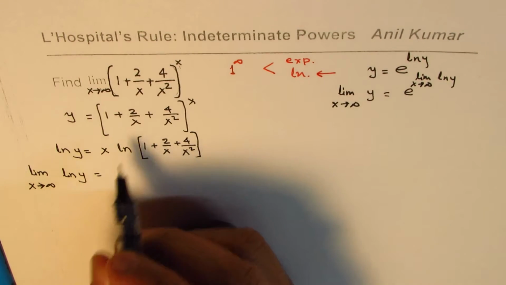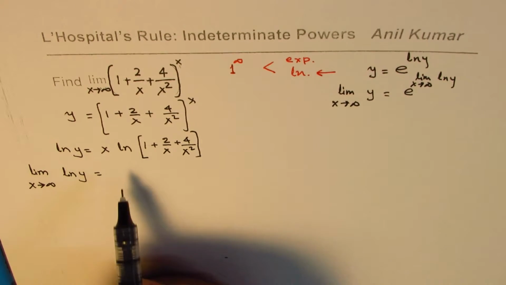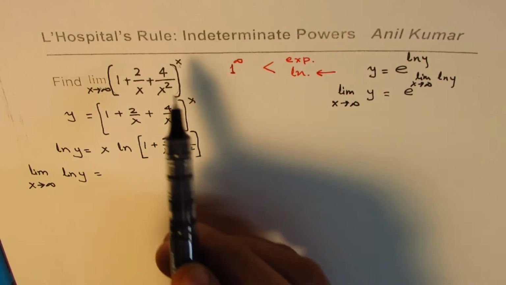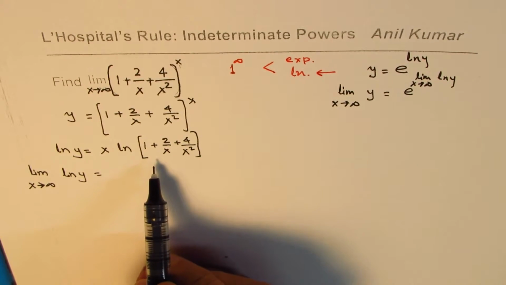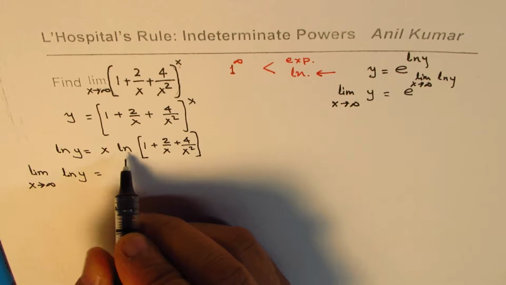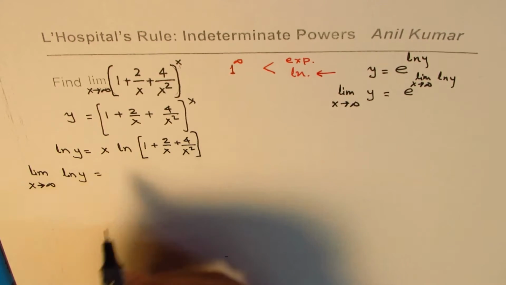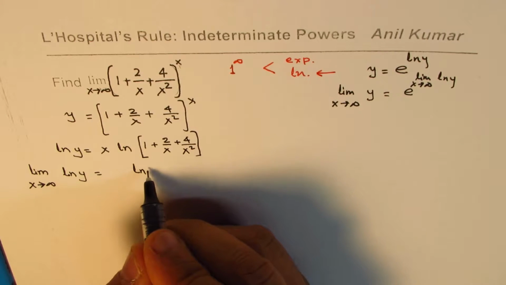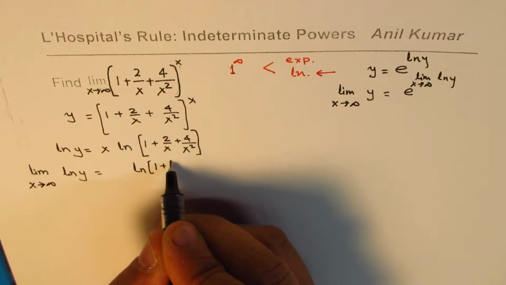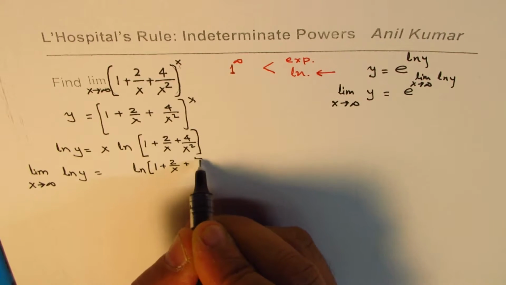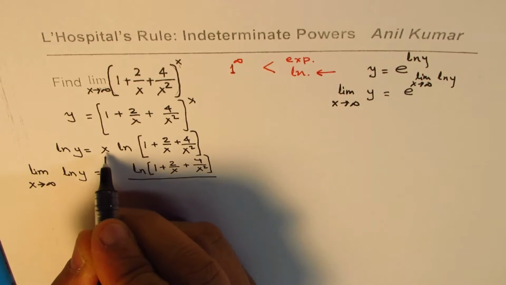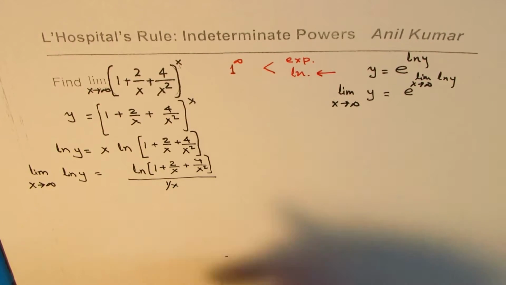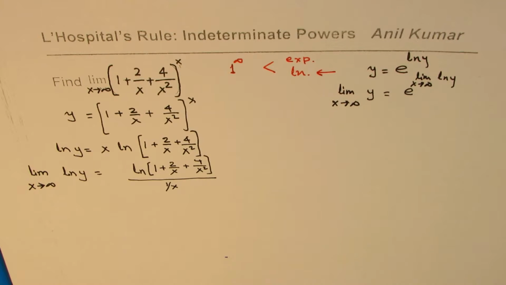Another important thing here is that whenever you're applying L'Hopital's rule, you have to write a quotient of functions. So you should always keep the complicated function in the numerator. In our case it is ln. So ln of 1 plus 2 over x plus 4 over x squared comes in the numerator, and the denominator will be the reciprocal of x. So that is how we have a format here.